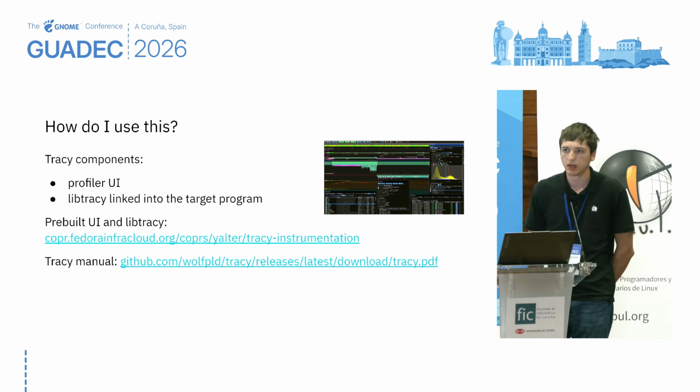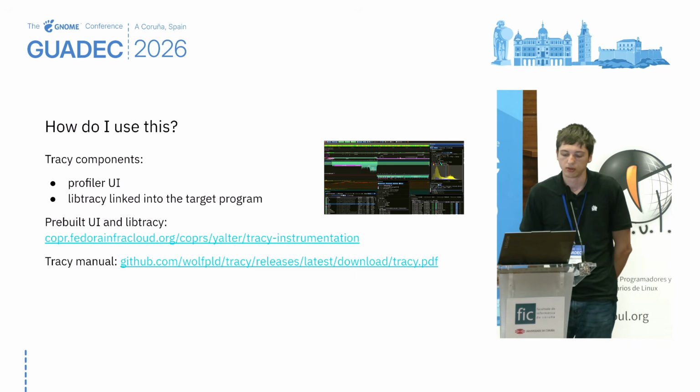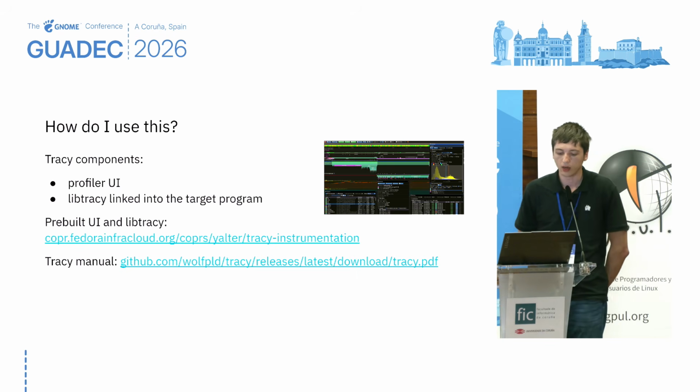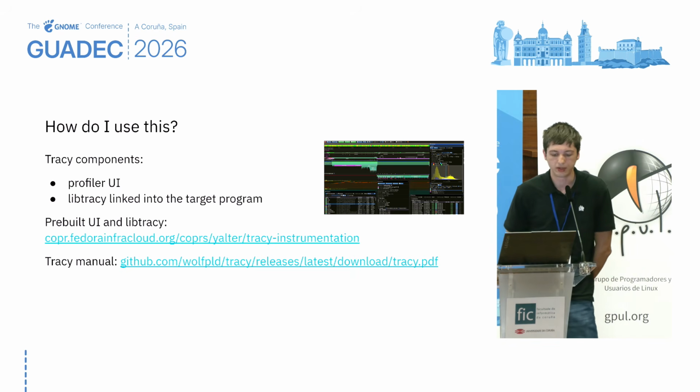Now, Tracy is aimed primarily at game development, where it's common to build from source and bundle your dependencies. So it's not really packaged in distributions, but for Fedora, I made a Copr where I have pre-built both the UI and libtracy. Also, Tracy has a very extensive manual. If you have any question, it's probably answered in the manual. If you're interested, I recommend you check it out.